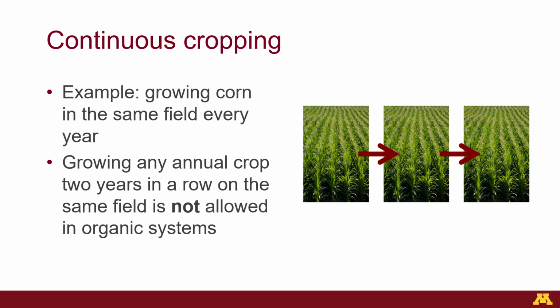The opposite of a rotation is continuous cropping. One example of this is growing corn in the same field for more than one season. This would not be allowed in organic systems. Continuous cropping does not provide rotation benefits. We will discuss this later in the module.